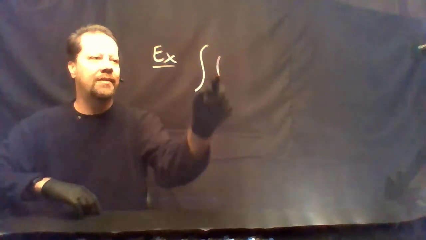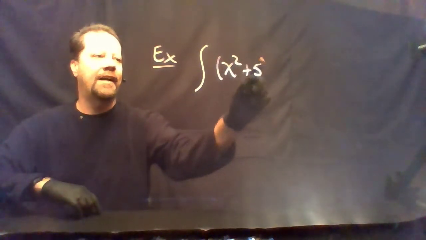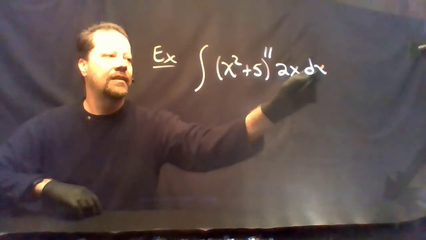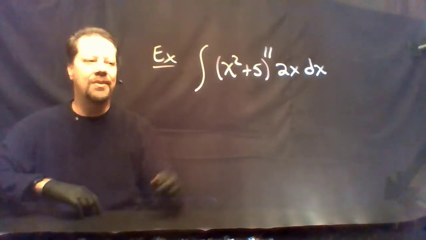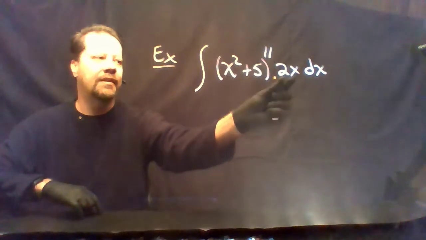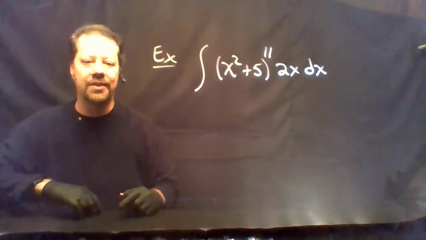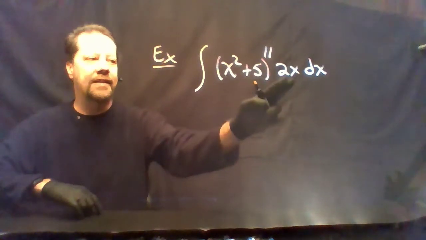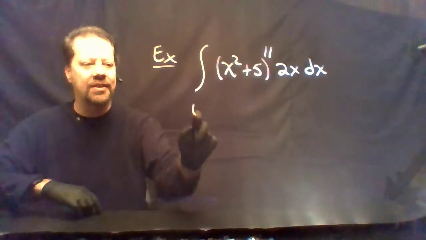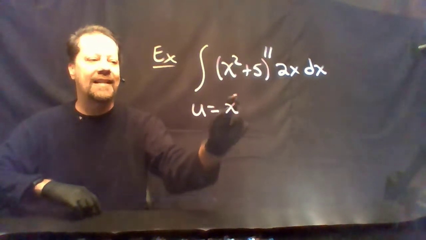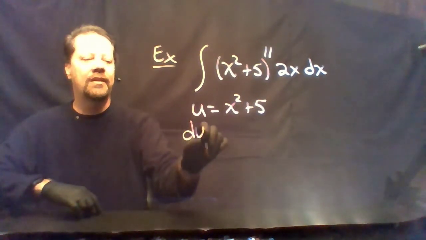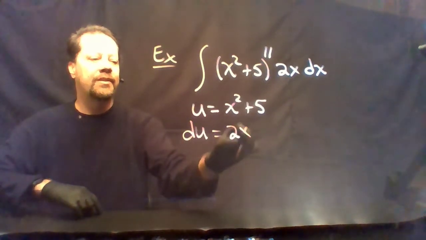As a simple example, let's suppose that we're integrating x squared plus 5 to the power of, say, 11 times 2x dx. As you can see, we have the derivative of something lying around. We have an inside function, and we have the outside function, which is the power 11. The derivative of the inside function is just lying around, multiplied onto the dx. That suggests we should make u equal to the thing that has its derivative lying around, x squared plus 5 in this case. Du would be 2x dx.